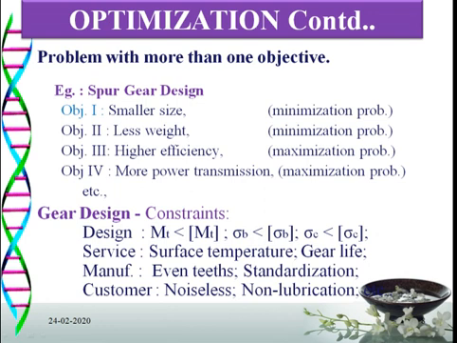Sometimes there may be a correlation between these two. Suppose I want to get a good surface finish with a higher material removal rate, again it is a multi-objective problem. Now if you give the constraints: twisting moment should be less than the design value, bending stress and compressive stress should be less than the limits, and the temperature of the gear in service should be in a limited range, an even number of teeth should be there so that it is easy to manufacture, there should not be any noise, the gear doesn't require any lubrication. If you give like this, these are called the constraints.